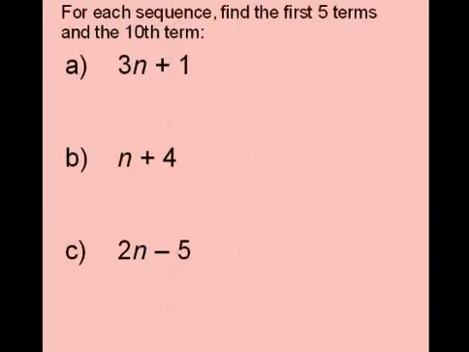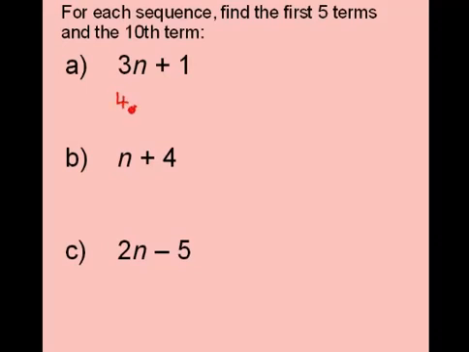In these questions, I need to find the first 5 terms, and once I've done that, I need to find the 10th term as well. So for the first term of this sequence, n would be 1. 3 times 1 is 3, plus 1 is 4.